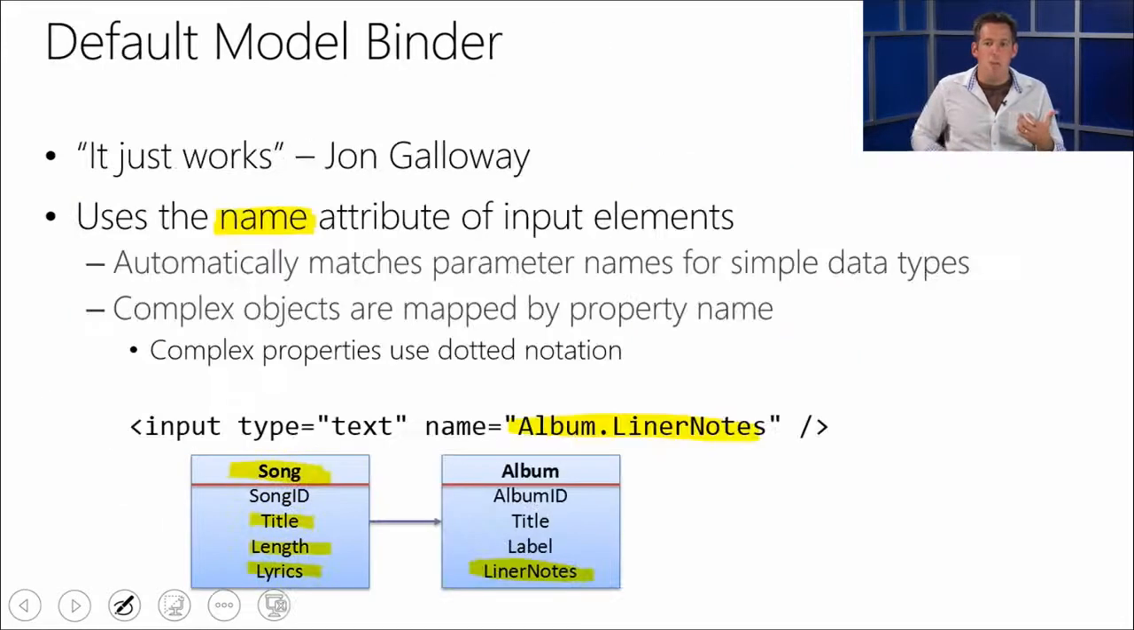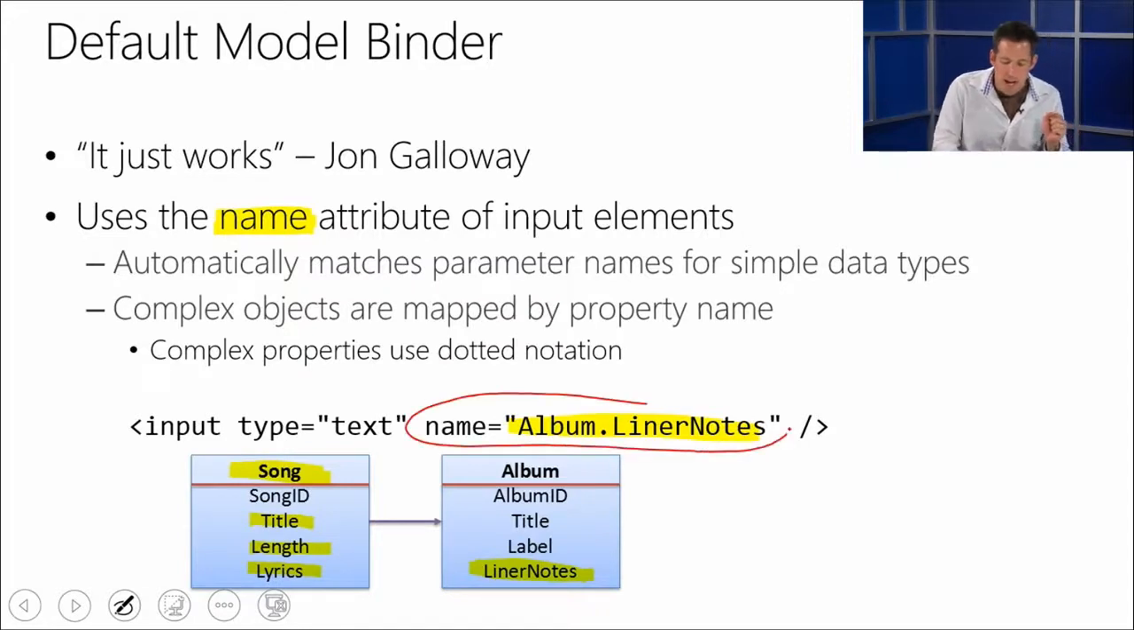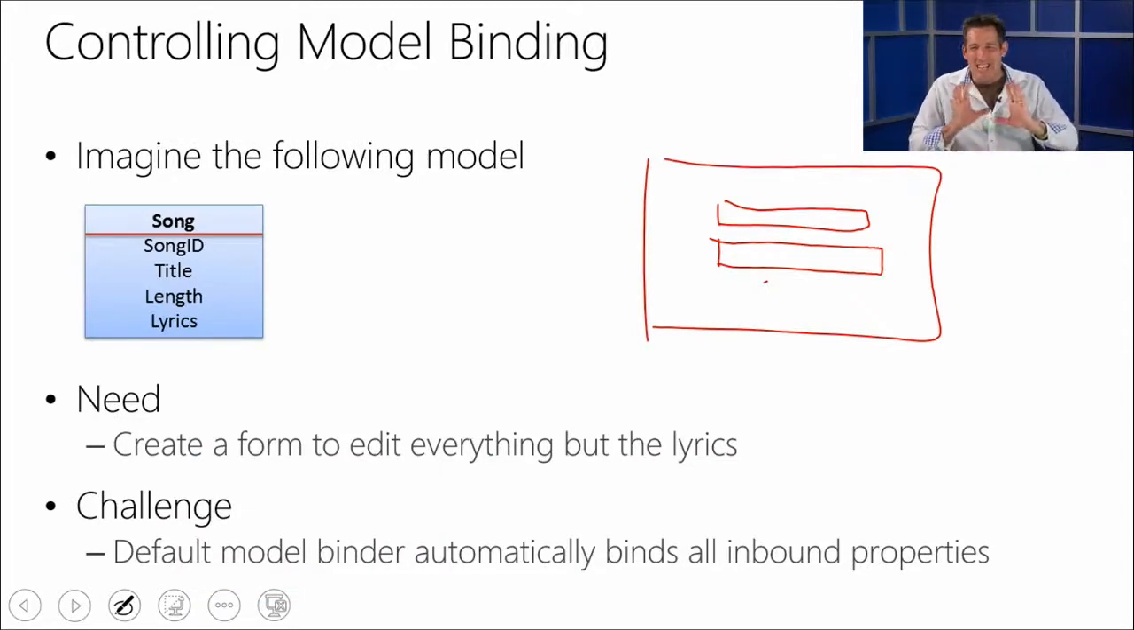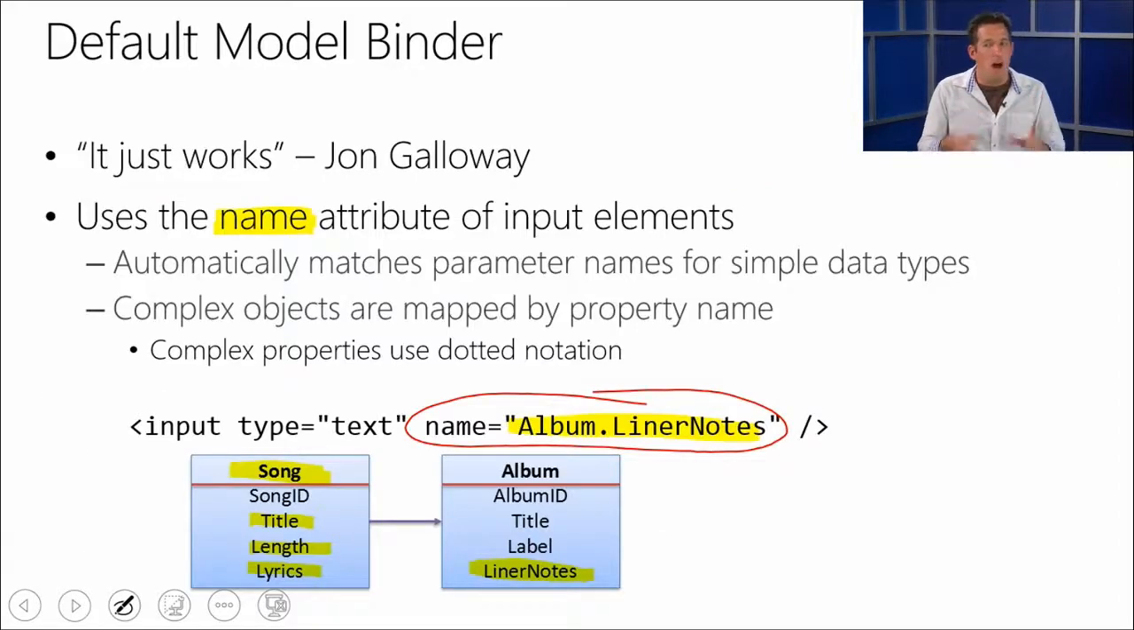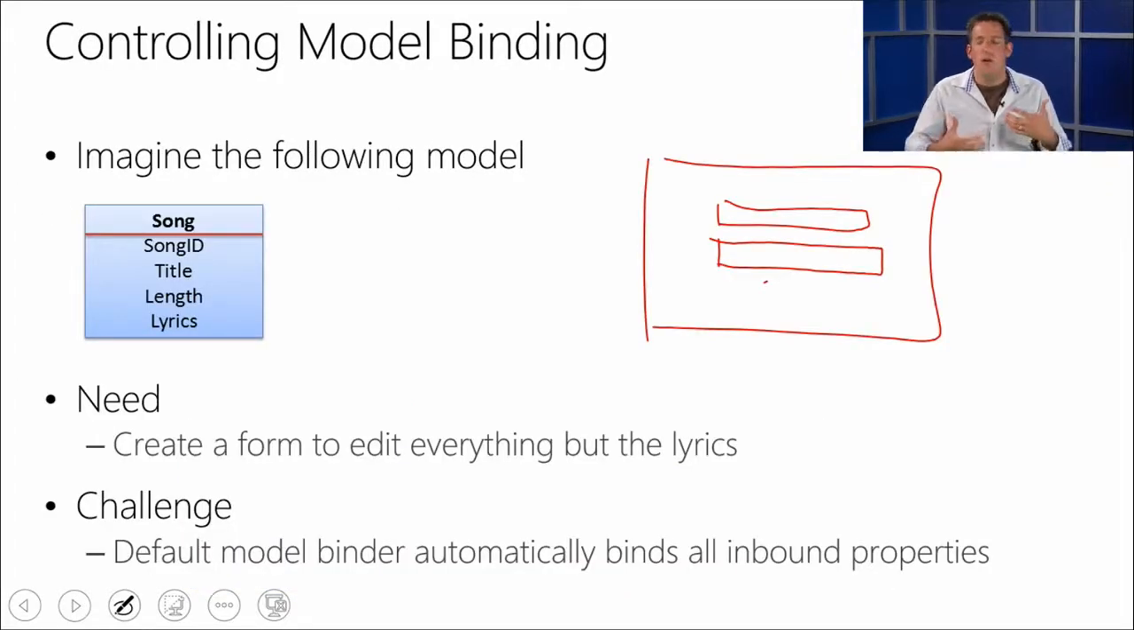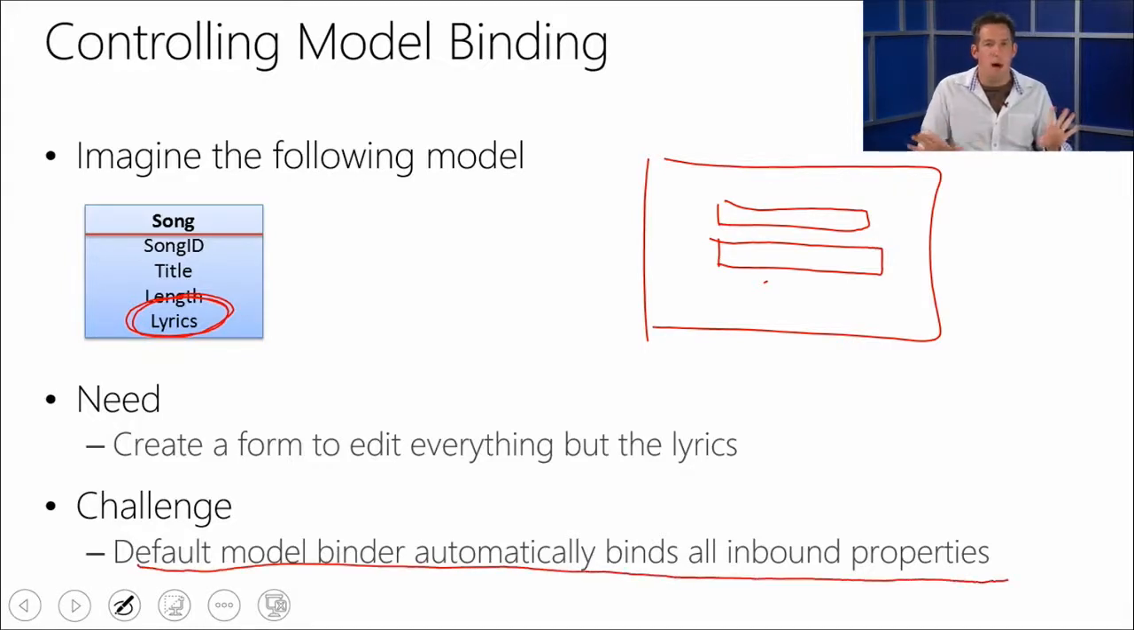The default model binder, while yes, it is going to look for names inside of our post, it's not necessarily going to be able to figure out whether or not all of those input controls were actually on the form. And so one of the possible bad things that could happen is somebody could, with a little bit of JavaScript, or maybe just by adding that into the query string, send up the lyrics even though we weren't necessarily looking for it. So the challenge is that the default model binder is automatically going to bind every single property for us, regardless of whether or not we're actually using it.